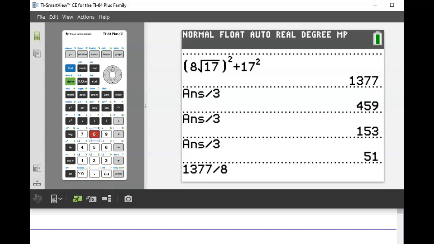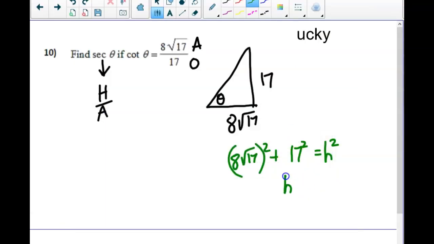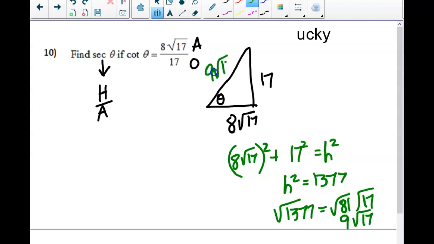81 divides in there, guys. 81 is a perfect square. Not 80. 81 goes in there 17 times, okay? So h squared equals 1377. The square root of 1377 equals the square root of 81 times 17. Last time I try to go fast. Square root of 81 is 9. So we end up with 9 square roots of 17. I promise it's not that ugly.